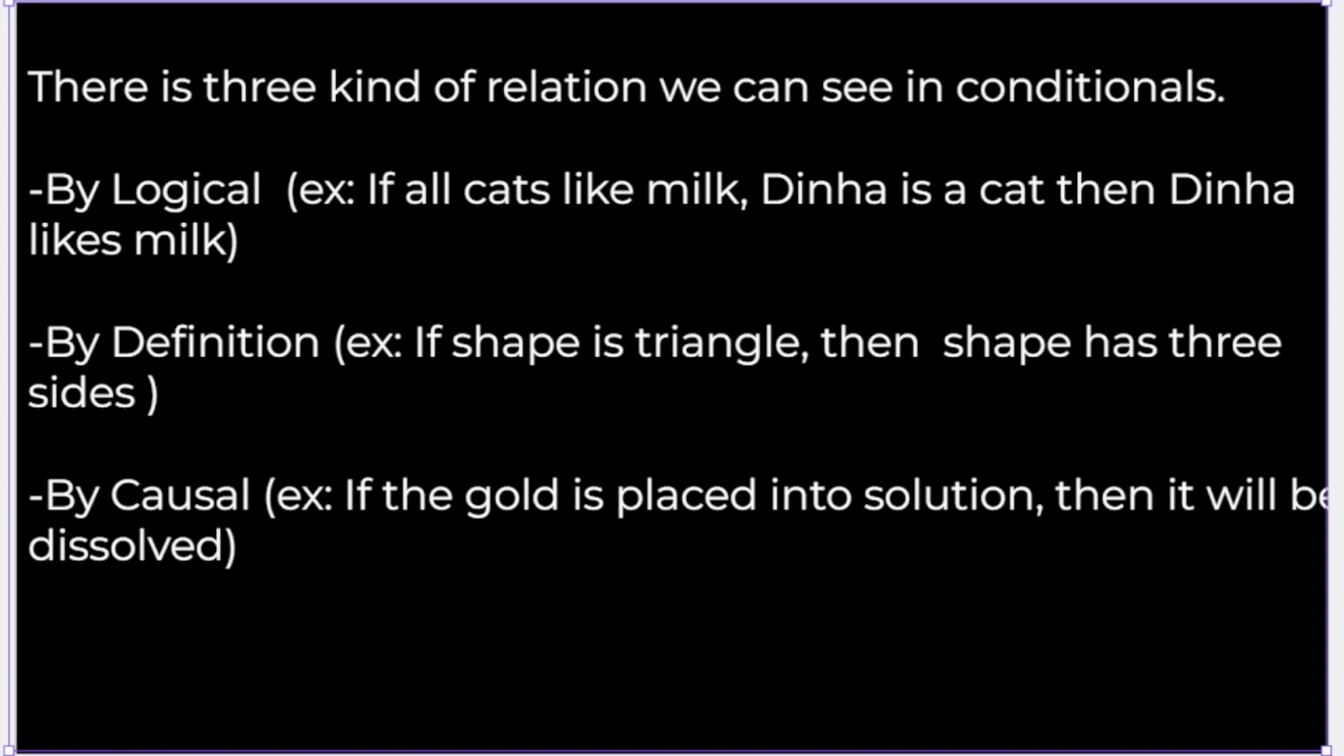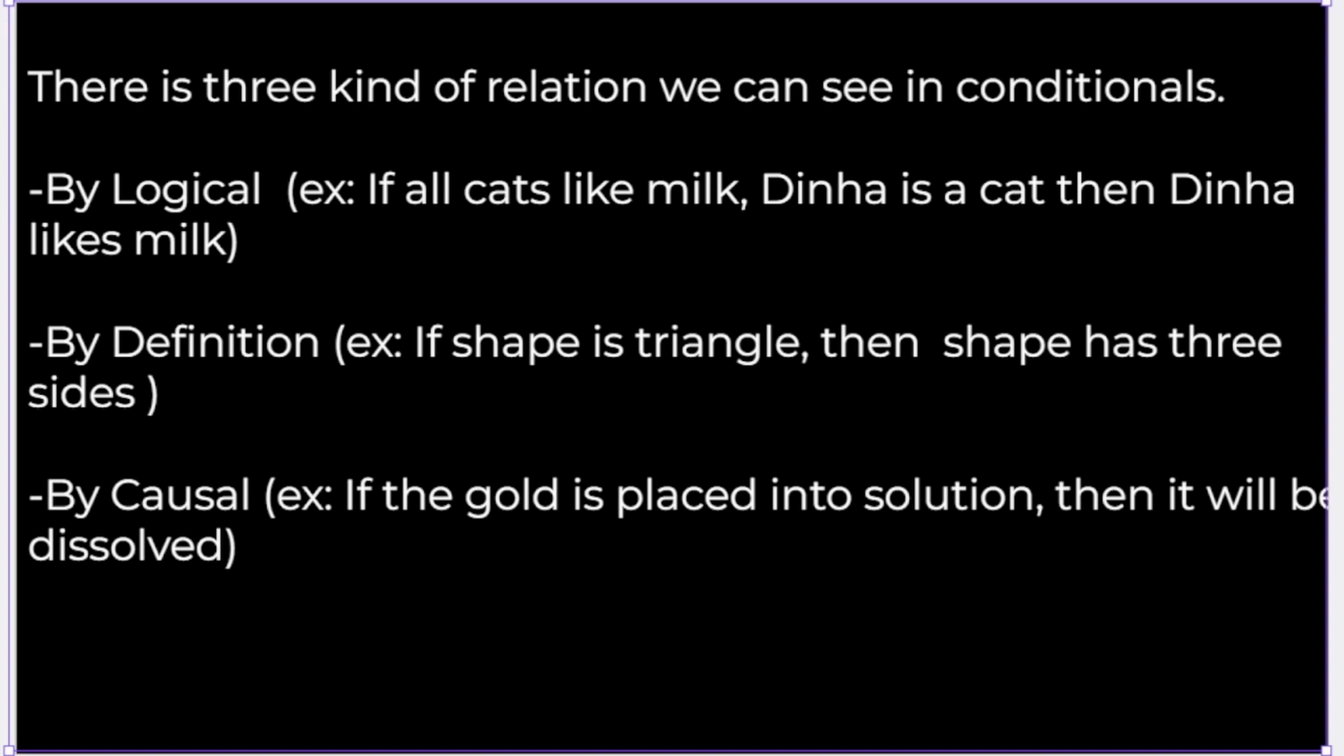So if all cats like milk and Dina is a cat, then Dina likes milk. This is logical because the consequent, that Dina likes milk, follows logically from the antecedent. What does the antecedent say? It says if all cats like milk is true, and Dina is a cat is true, then logically it means that Dina likes milk. This is a logical way of deriving the consequent. Here the consequent follows logically from its antecedent. There's a logical relationship.